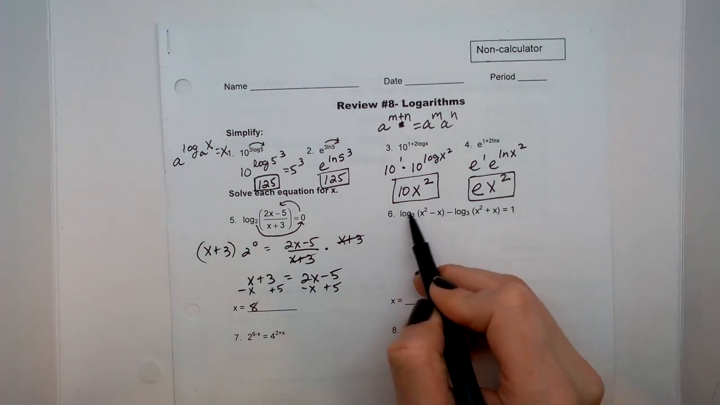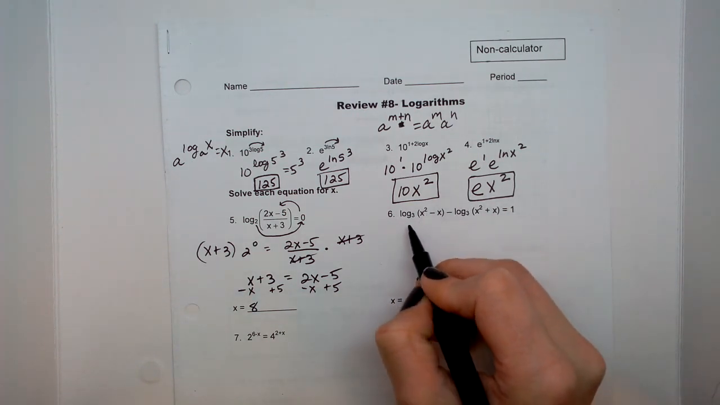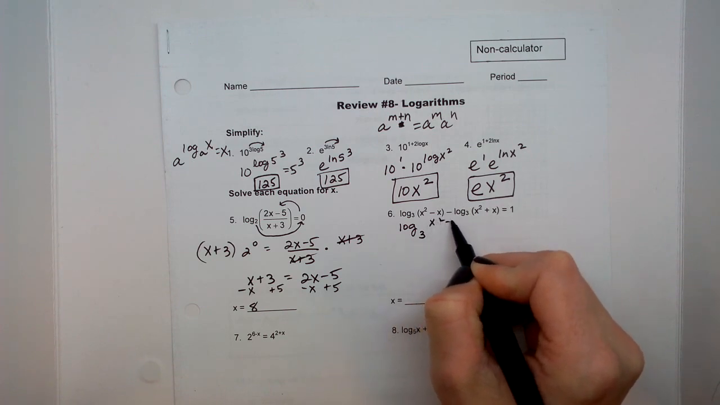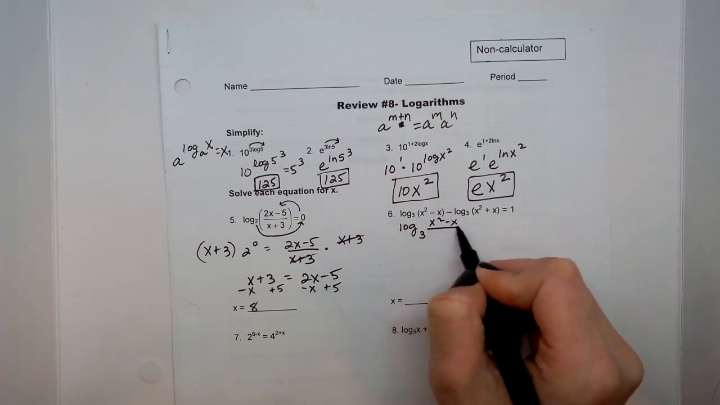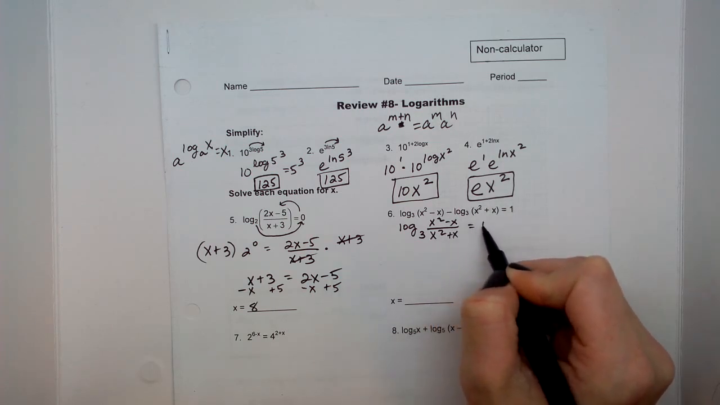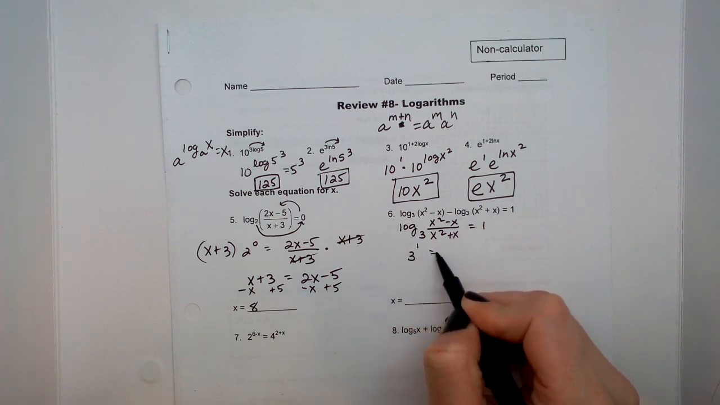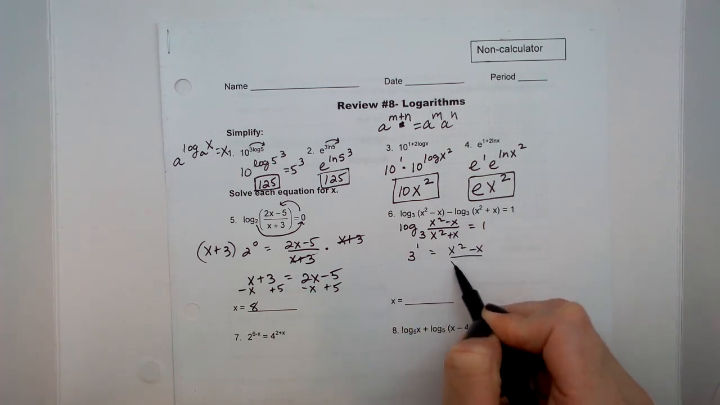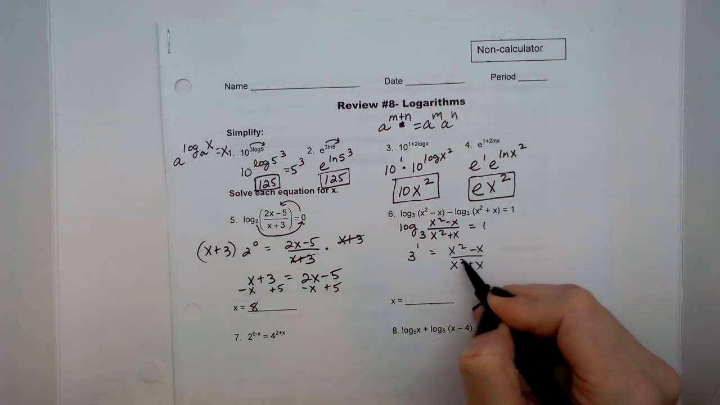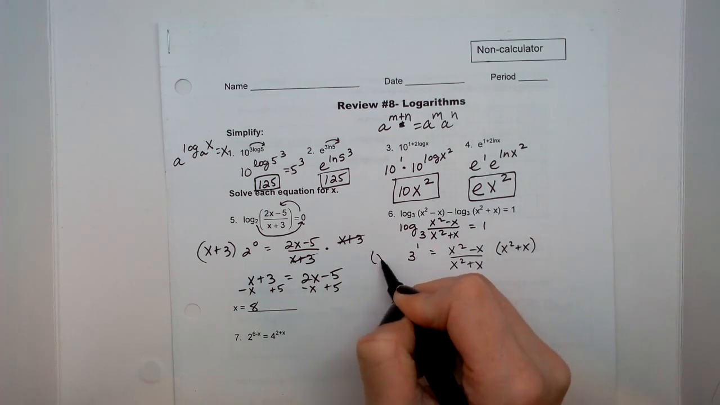Okay, on number 6, I want to condense first, and then I'll still have a log on one side, so I'll rewrite in exponential form. So I've got log base 3 of x squared minus x. Minus tells us to divide, so I'll have x squared plus x on the bottom is equal to 1. Now rewrite in exponential form. 3 to the 1 is equal to x squared minus x divided by x squared plus x. Okay. Multiply by the denominator to get rid of it, x squared plus x. If you do it to the right, you have to do it to the left.